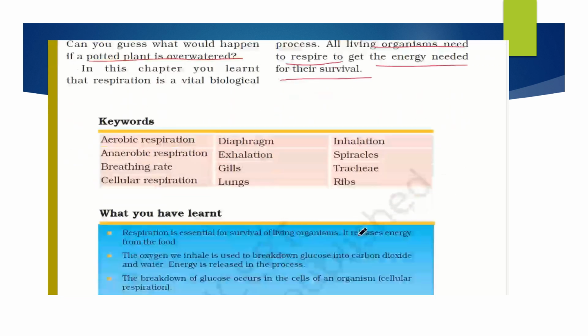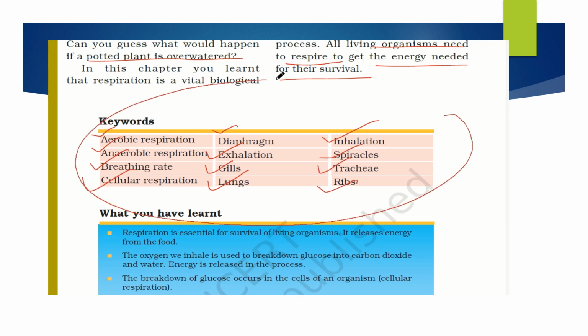So what are the things we have studied today? We have studied in the 2 classes what is aerobic, anaerobic respiration, what is breathing rate, what is cellular respiration, what is diaphragm, exhalation, gills, lungs, inhalation, spiracles, trachea and ribs. So these all are the keywords we have learnt in both the classes.